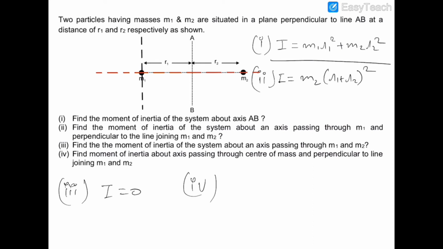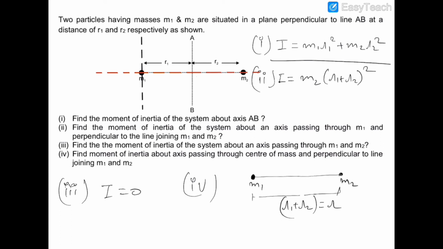Now we have to find out the moment of inertia of this system about an axis which is passing through the center of mass and perpendicular to the line joining m1 and m2. Now there is an axis which is passing through the center of mass. Now we have to first of all locate the center of mass of this system. So if this mass is m1 and this mass is m2, and the distance between them is equal to r1 plus r2, let's suppose that this distance is equal to r.